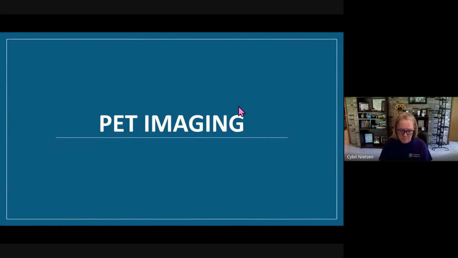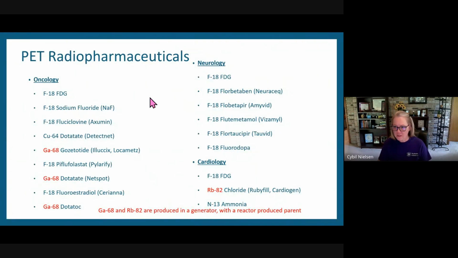Okay, so PET imaging. These are all the different PET tracers. And all of these are made in a cyclotron except for gallium-68 and rubidium-82. Those are made in a generator. So, just familiarize yourself with all of these and know that it's not going to say DetectNet or Axumin. It's going to be the generic name on your board exam.